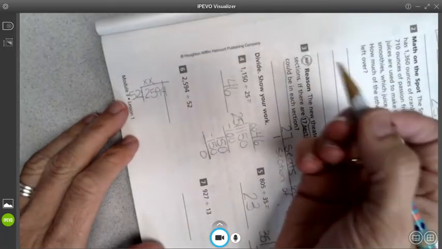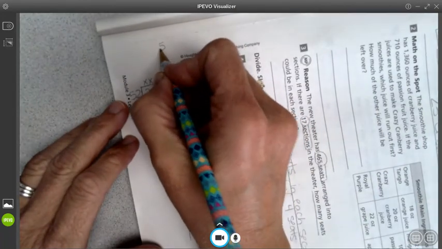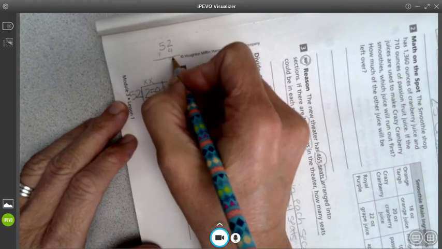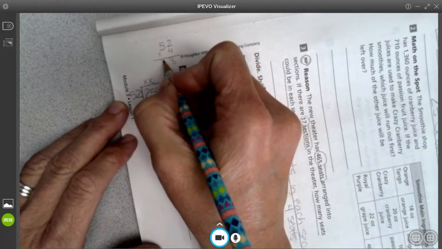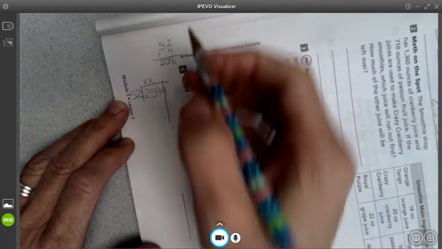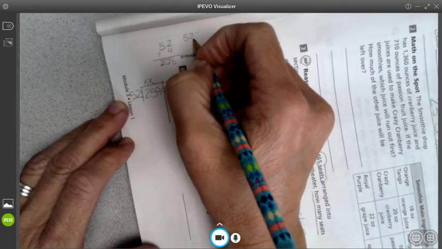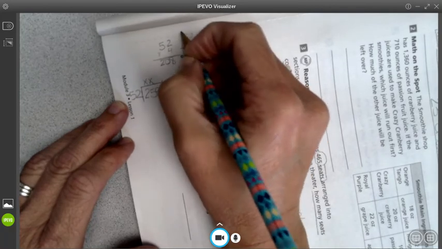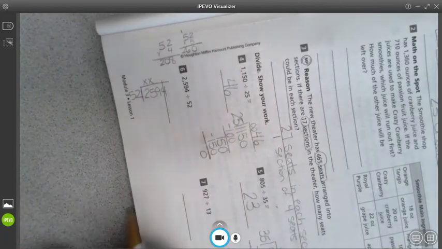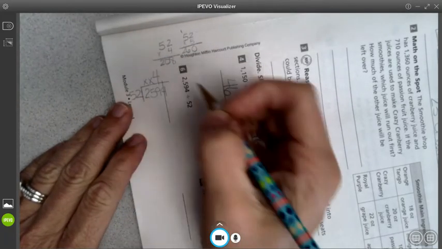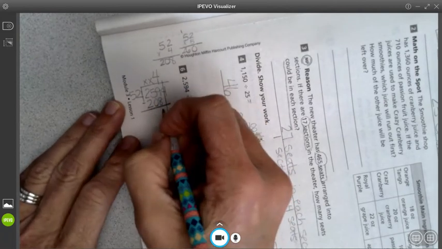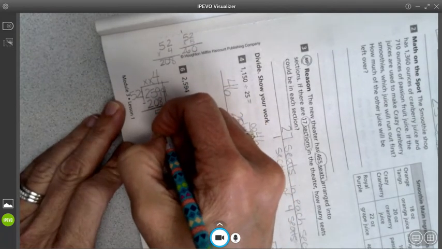I need to do a little guessing and checking. I'm going to start with maybe a 4. Let's see what happens. 2 times 4 is 8. 5 times 4 is 20. 208. Oh, look how close that is. Let's do one more. 52 times 5. 260. Oh, over by 1. So I'm going back with my 4. And I'm going to subtract the 208 from the 259, and we're left with 51.